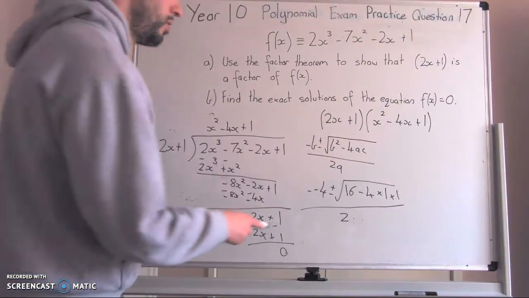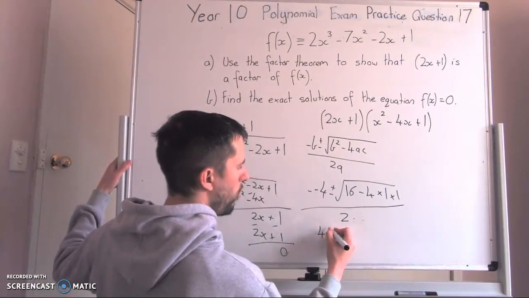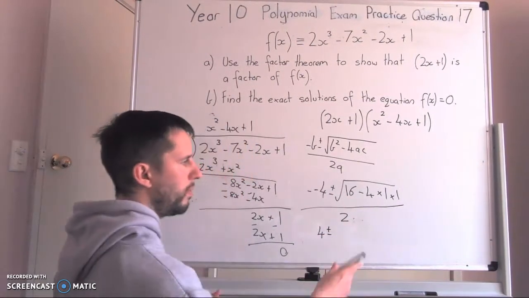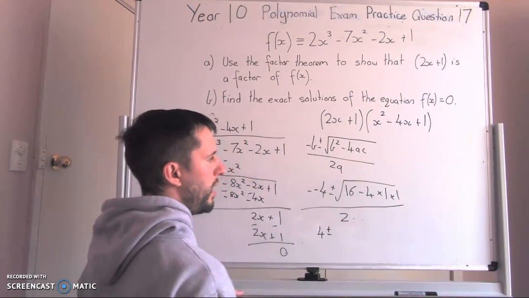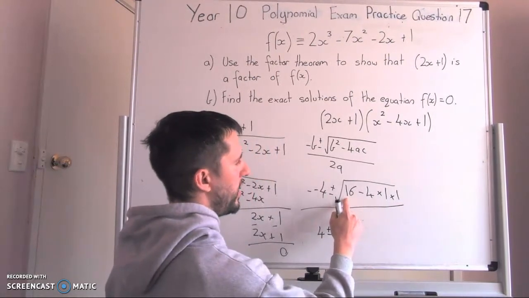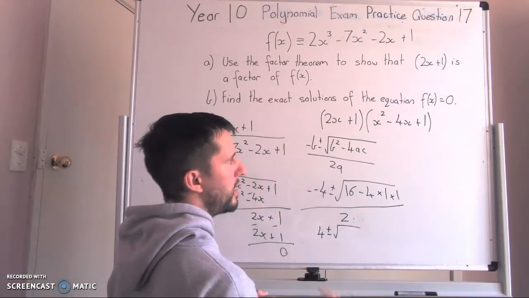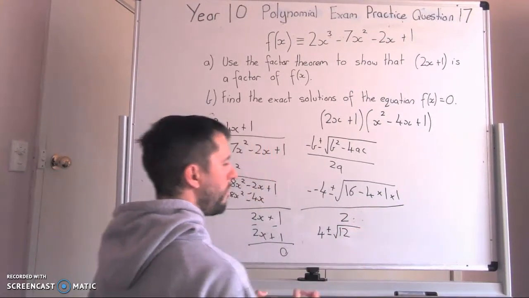I'm then going to simplify this. A negative and a negative is a positive, so it's 4, plus or minus. 4 times 1 times 1 is 4. So in my square root, I'm left with 16 take away 4, which is 12.